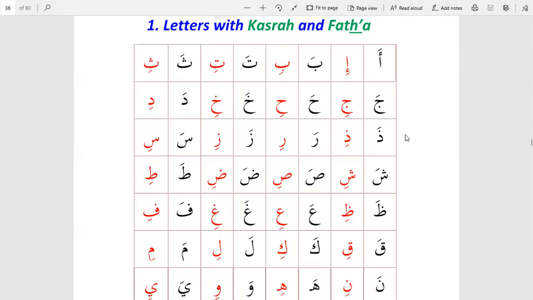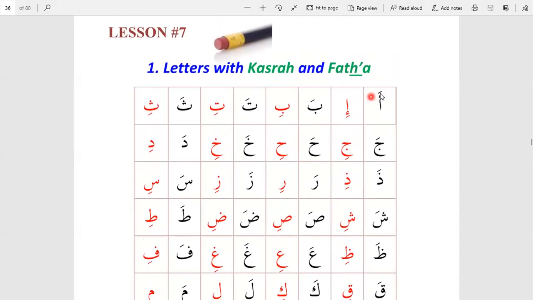Today we're gonna talk about a new accent, Kasrah. We talked about Fatha, this accent that we've been reading all the letters with. Today we're gonna talk about Kasrah, which is the same shape, but it is present under the letter. So we're gonna start reading with both the Fatha and the Kasrah.